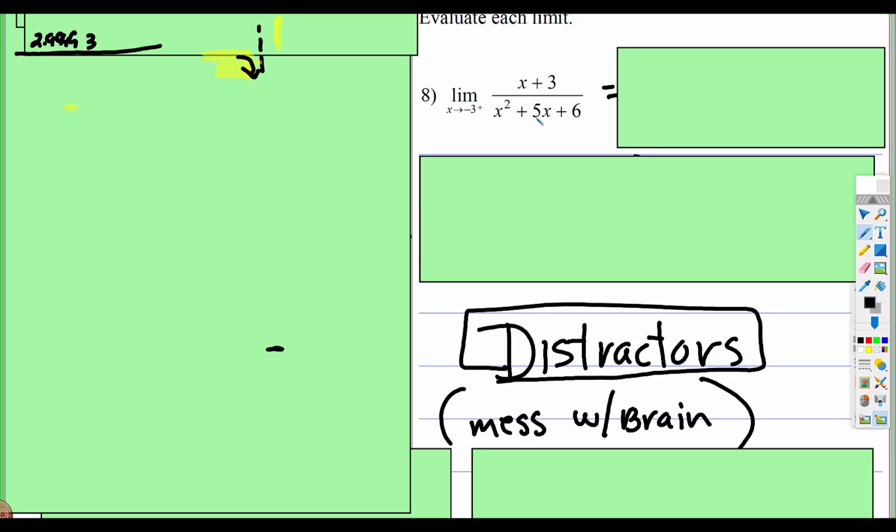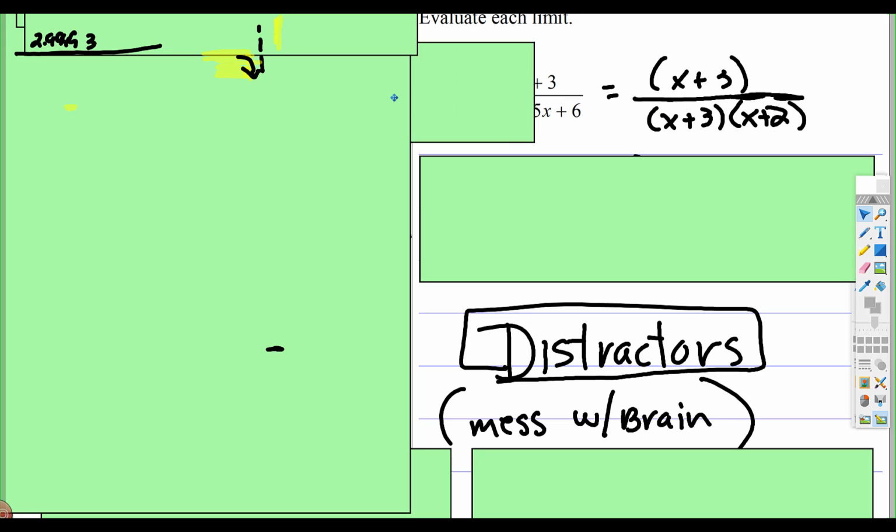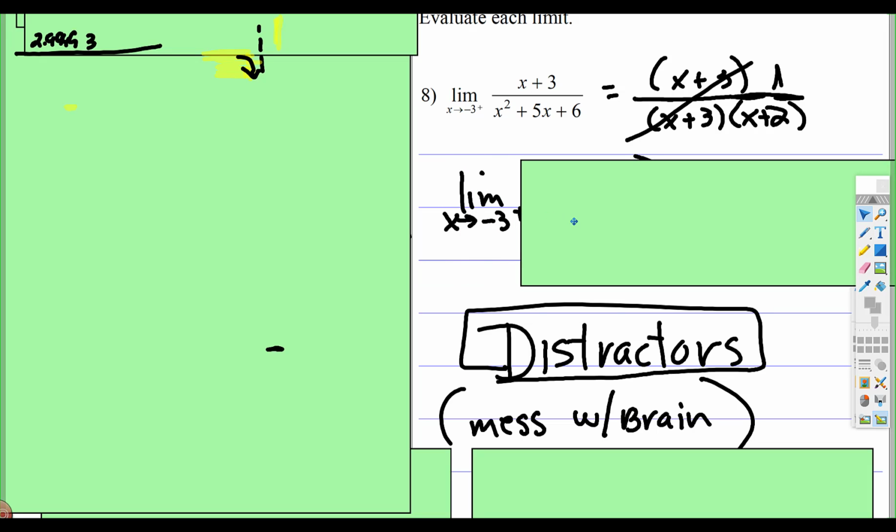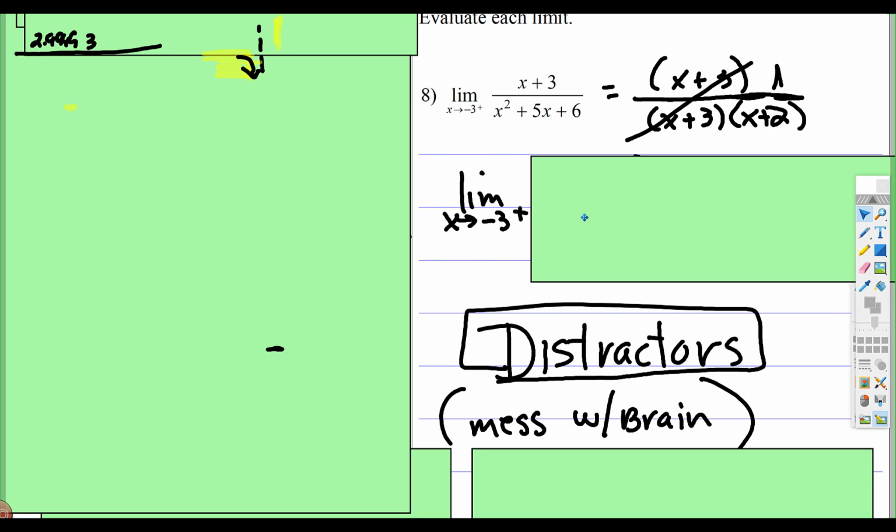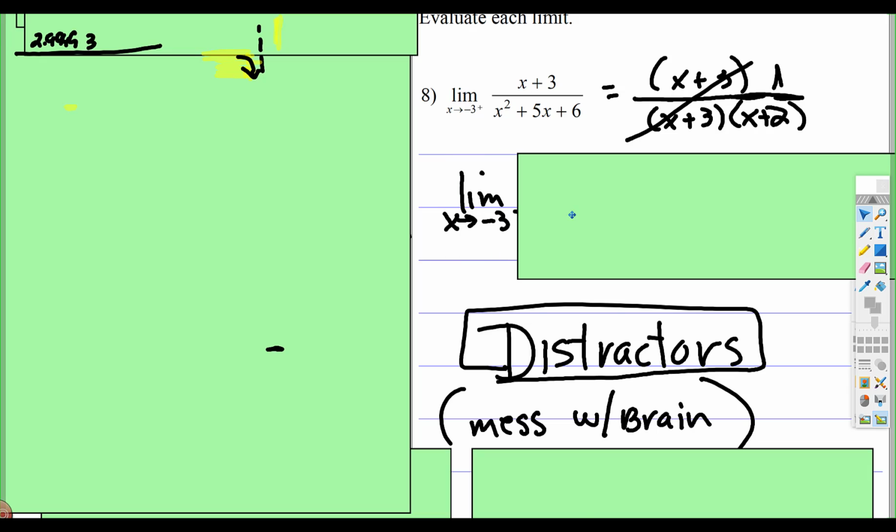Notice that x plus 3 in the numerator. Well, the denominator will factor to x plus 3, x plus 2. So that's going to cancel, leaving a 1. And then we rewrite the limit as x approaches negative 3 from the right, which means negative 2.999. The numbers get bigger, right? From the right side, if this is negative 3, that would be negative 2.999, whatever.